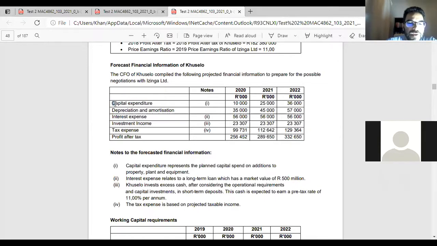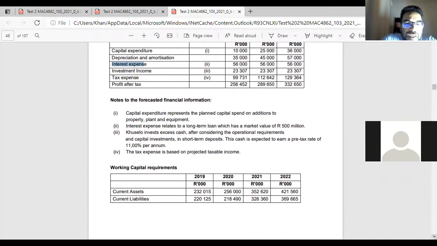So we have capital expenditure, depreciation and amortization, interest expense, investment income, tax expense and profit after tax. We will see how all of that fits in now. Notes: capital expenditure represents the planned capital spend on additions to property, plant, and equipment. Interest expense relates to a long-term loan, which has a market value of 500 million rand. Note three, Kuselo invests excess cash after considering operational requirements and capital investments in short-term deposits. This cash is expected to earn a pre-tax rate of 11% per annum.